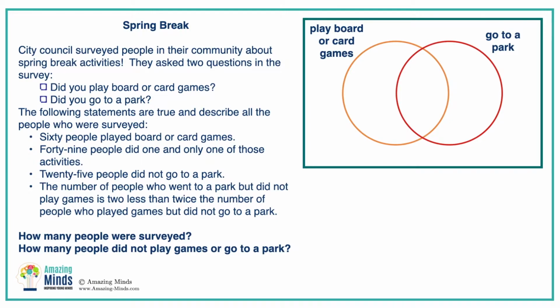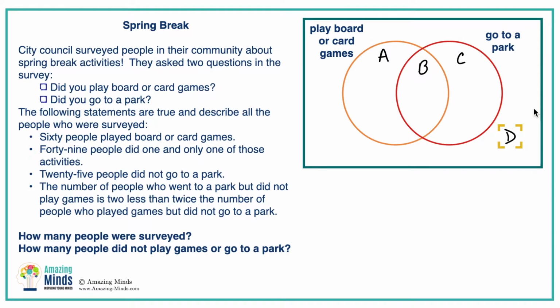Let's use one of the strategies that we discussed last week, the use of color, to interpret the clues. 60 people played board or card games. Well, if students didn't remember this right away, they'll see that they need to label their categories. So let's go ahead and do that so that we can write equations with the clues.